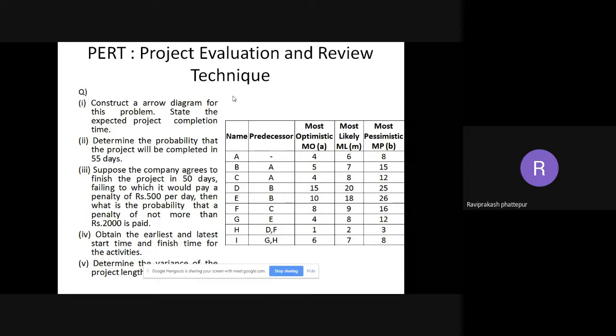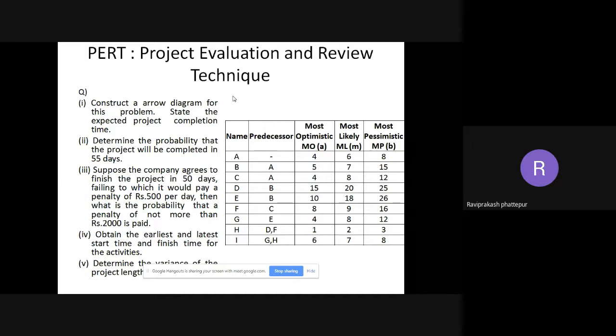I'll just dictate it for you, and after this sum, you can take down the table as well, which is there next to this particular problem. Okay, so arrow diagram. Construct an arrow diagram for this problem. State the expected project completion time.